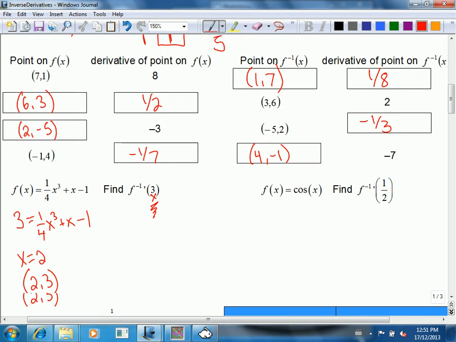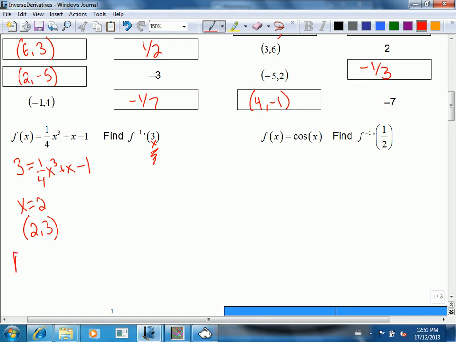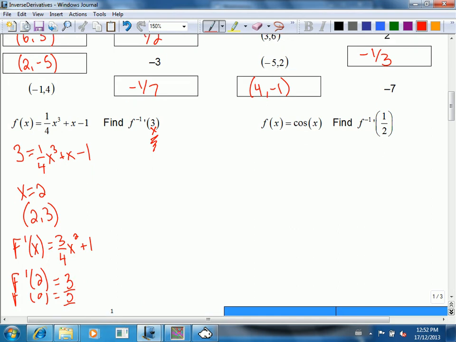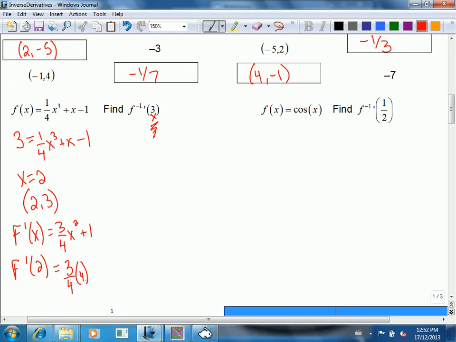And the derivative is 3/4 x squared plus 1. So the derivative at 2 is 3/4 times 4 plus 1. So 3 plus 1, which is 4. So I know that at (2, 3), the derivative's 4. So again, the simple relationship is I know that the inverse is going to have a derivative of 1/4. Where will it happen? If this is where it is on the function, it will happen at (3, 2), which is what I'm looking for. So in this case, I find that the inverse has a derivative at 3 of 1/4.